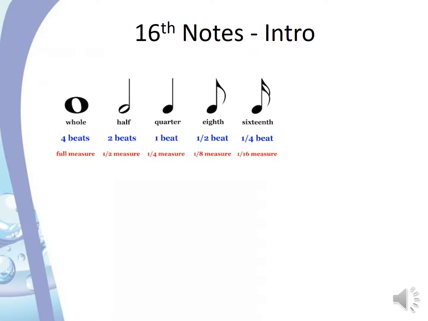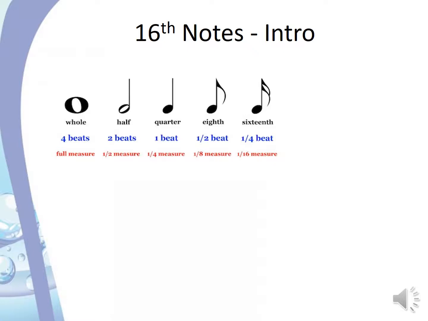There are even values smaller than 16th notes, like 32nd notes and 64th notes, but generally, 16th notes will be the smallest values that we encounter in music. The beats that you see here marked in blue, I should remind you, are only applicable to common meter. If the meter was in 6/8 time or 2/2 time, those values would change according to the meter's rules.